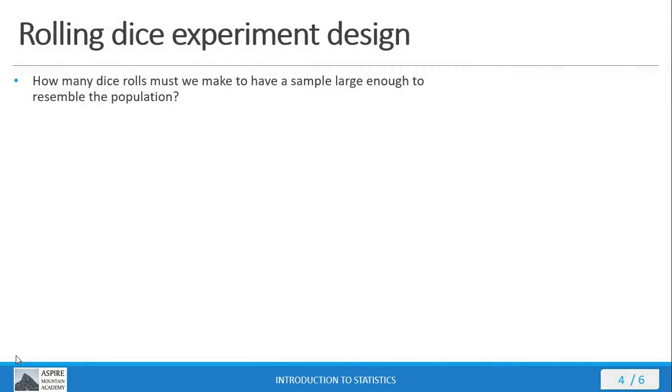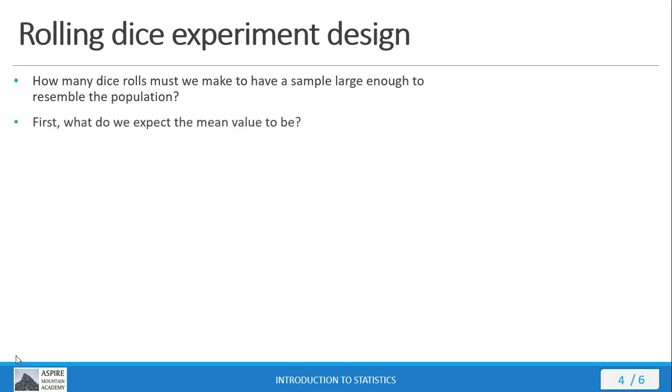To set up our dice roll experiment, let's ask a few design questions before we get started. First, how many dice rolls must we make to have a sample large enough to resemble the population? Again, we don't want to be sitting around rolling dice forever, but we do want to know when we can actually quit rolling the dice. When do we have a sample that's representative enough of our population that we can actually stop sampling?